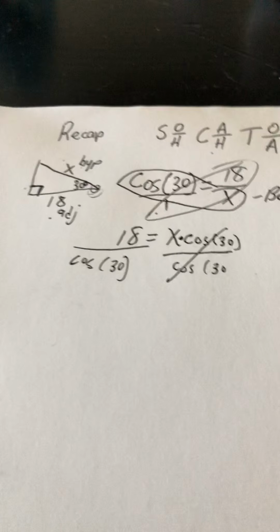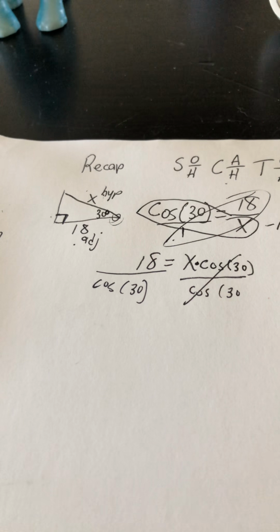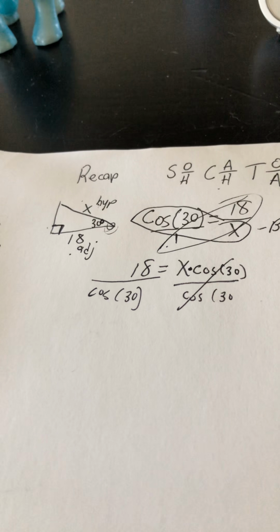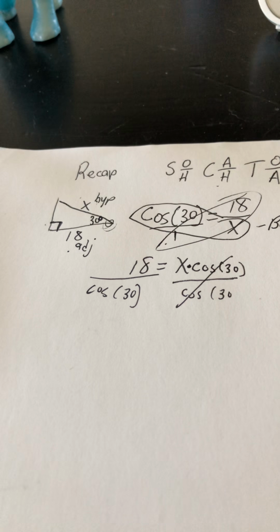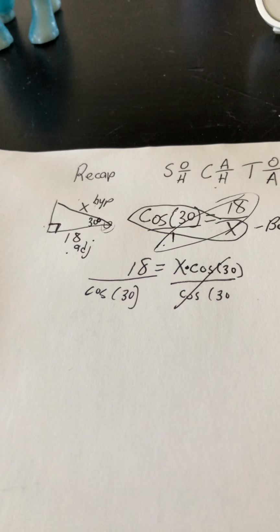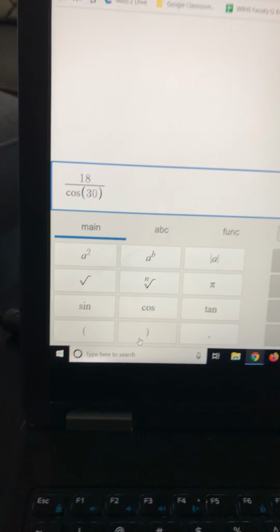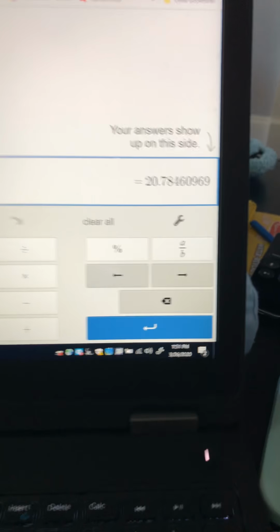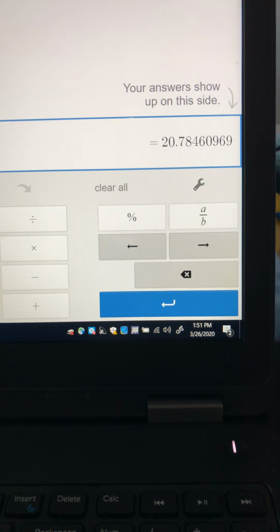So I'm going to type it in over here on my Desmos. We've got 18 divided by cosine of 30 degrees. So 18 divided by cosine 30 degrees. We're going to check. We're in degree mode, so we're good. And our answer is right over here at 20.78.